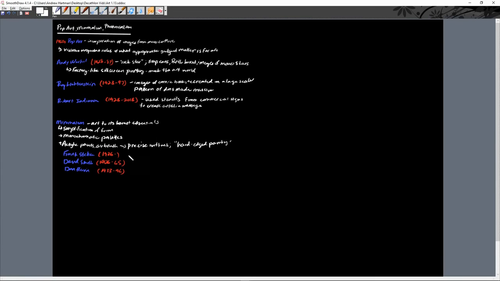And he's best known for his entirely non-objective paintings. Again, non-objective meaning there's no object in the painting, very abstract in that sense. David Smith uses stainless steel sculptures. And Dan Flavin is most well known for his neon tubing artworks.